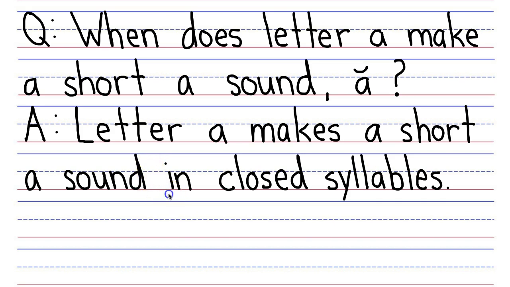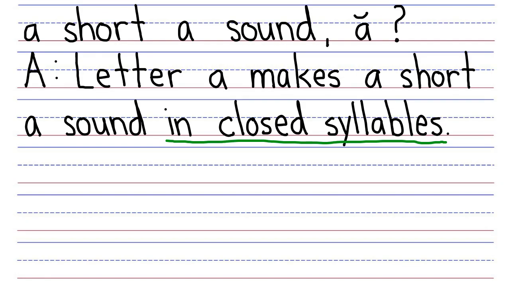I'm going to underline that for you. In closed syllables. Now you have to ask, what's a closed syllable? A closed syllable is a syllable that ends with a consonant. The best way to show you what this means is through example. So get out your pencil and we are going to write some one-syllable words that end with a consonant. Let's start with 2-letter words.